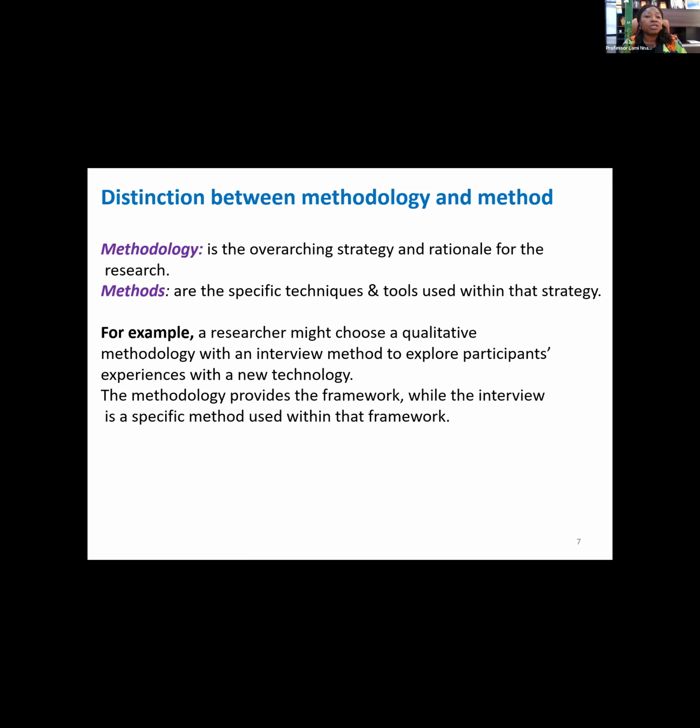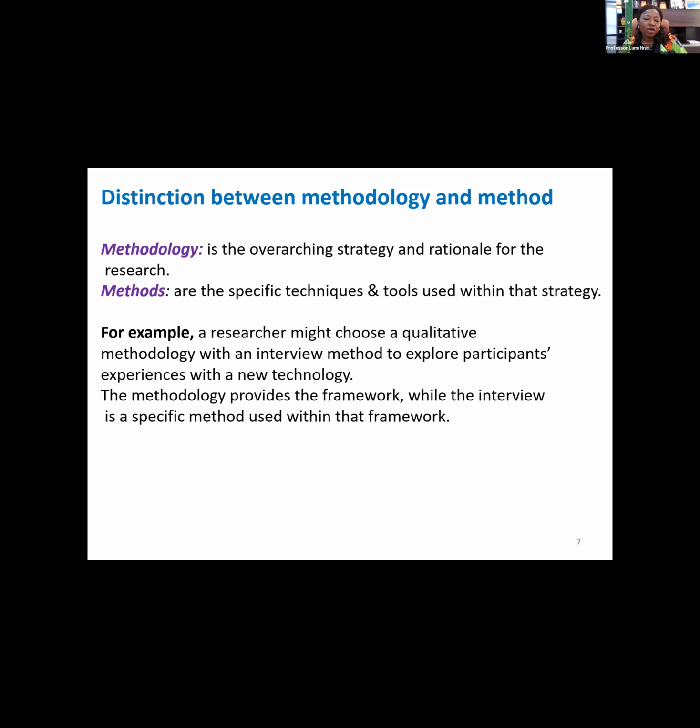Now, there's a distinction between methodology and method. Methodology, like I just said, is the overarching strategy and rationale. But methods are the specific techniques and tools that you use within the strategy. I hope that makes sense.